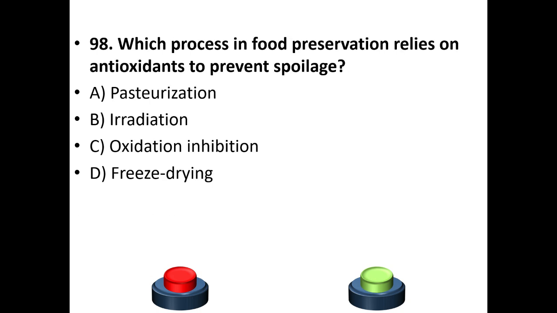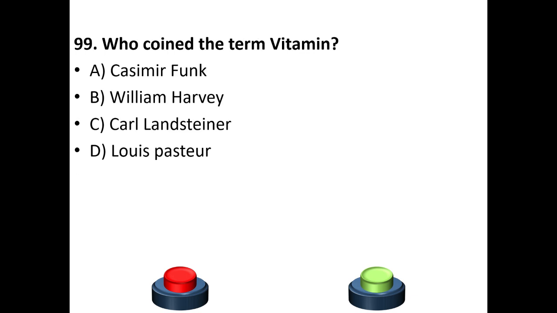98. Which process in food preservation relies on antioxidants to prevent spoilage? Pasteurization, irradiation, oxidation inhibition, freeze drying. Which is the answer? Your answer is C, oxidation inhibition. 99. Who coined the term vitamin? Casimir Funk, William Harvey, Karl Landsteiner, Louis Pasteur. Which is the answer? Your answer is A, Casimir Funk.